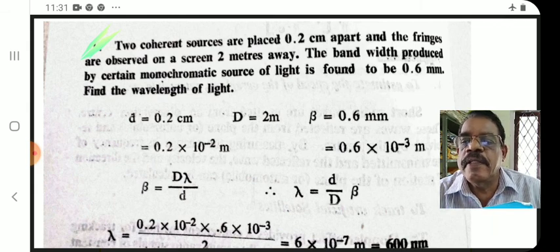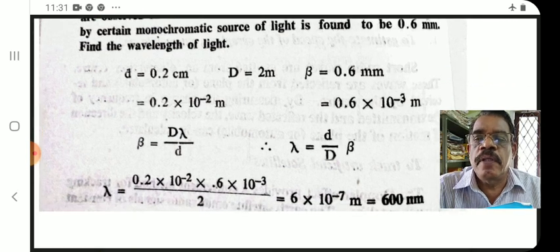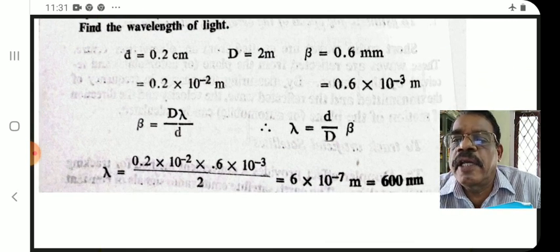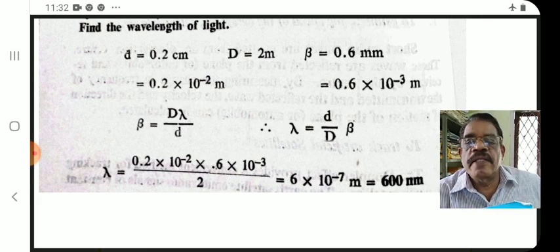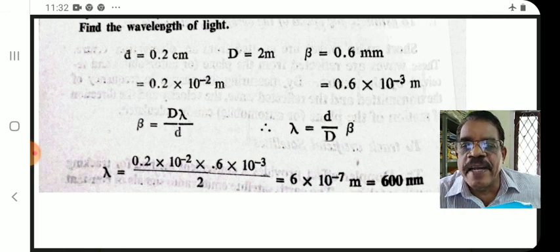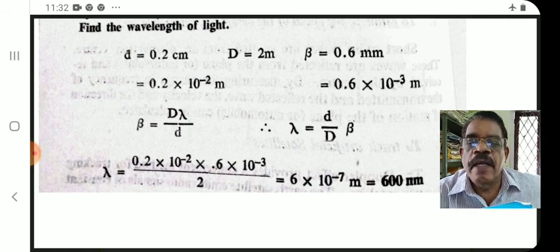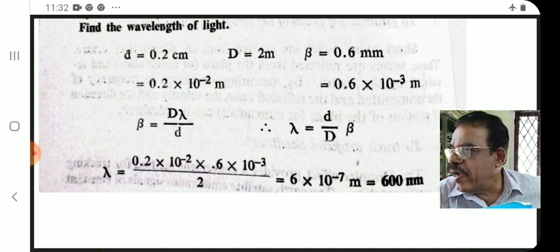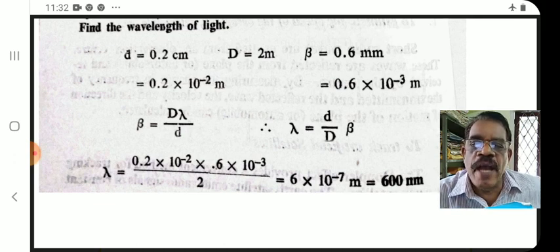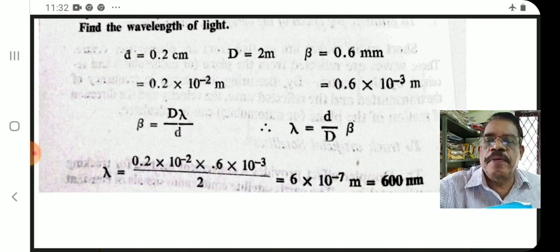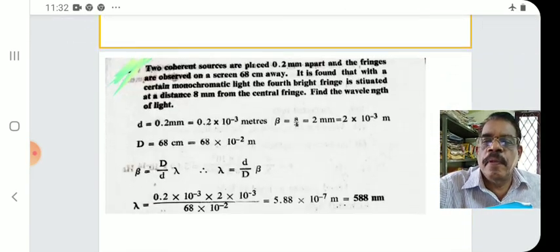Beta is d lambda by D. Therefore, lambda is equal to beta small d by capital D. It is written here, 0.2 × 10⁻² into 0.6 × 10⁻³. The answer is 6 × 10⁻⁷ meter. 6 × 10⁻⁷ meter can be written as 600 × 10⁻⁹ meter. 10⁻⁹ meter is nanometer. So the answer is 600 nanometer. One more problem.